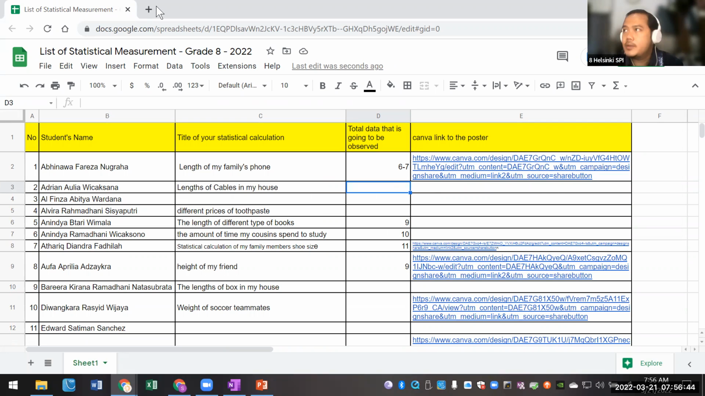Okay, so oh ya nggak apa-apa Riko, saya juga telat kok tadi. It's okay guys, sorry ya, biasalah namanya juga internet atau device ada aja error.